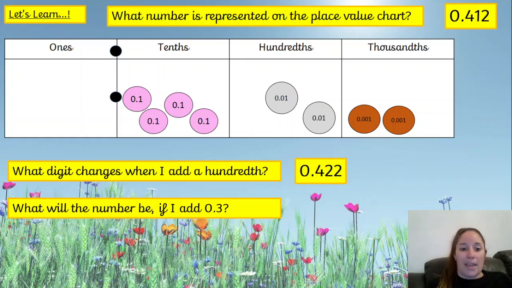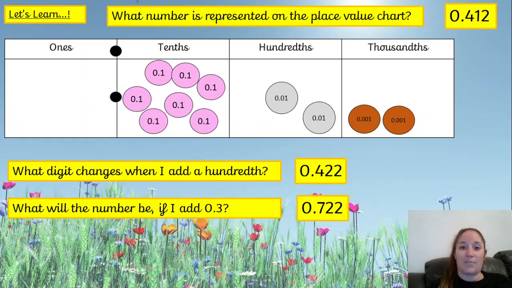What will the number be? So we've got a new number now, so now we've got 0.422. What will the number be if I add 0.3? Now, is 0.3, are they 3 tenths or 3 hundredths or 3 thousandths? Okay, they're tenths. So 0.3 represents tenths. So let's add 3 tenths. What's our new number going to be? Well, we've got 7 tenths, 2 hundredths and 2 thousandths. So our new number is 0.722.